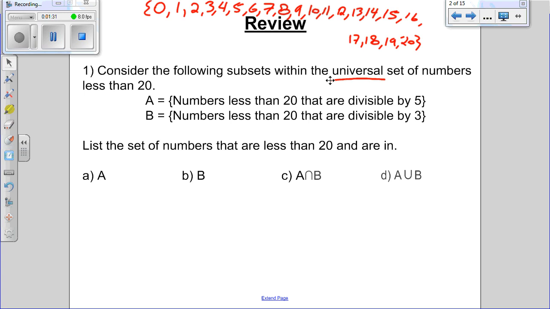Set A is going to be numbers less than 20 that are divisible by 5. So which numbers are less than 20 and divisible by 5? 5, 10, 15. So I like to write them out because it just makes my life easier instead of trying to do everything in words. Part B says numbers less than 20 that are divisible by 3. What numbers are less than 20 that are divisible by 3? 3, 6, 9, 12, 15, 18.